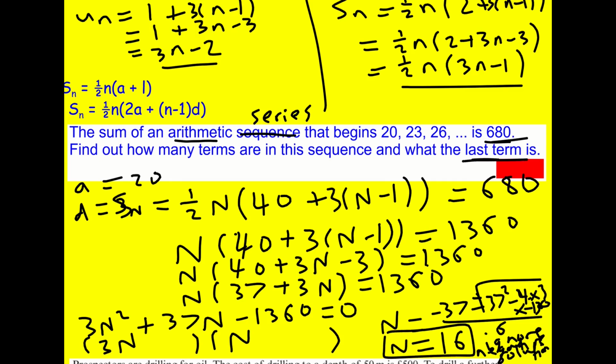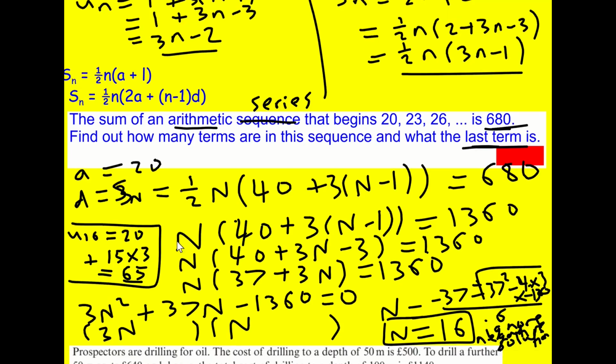To find the last term, well, I could resolve this equation to find L, but probably best at this point to just use the nth term. So U16 is going to be A, which is 20, plus n minus 1, which is 15, times the difference. So I'm going to get 65 as my answer for the last term. Sorted. Quadratics popping into our lives once more.